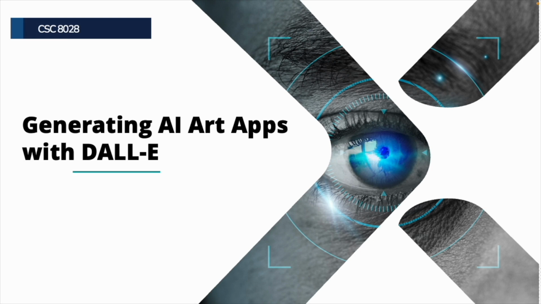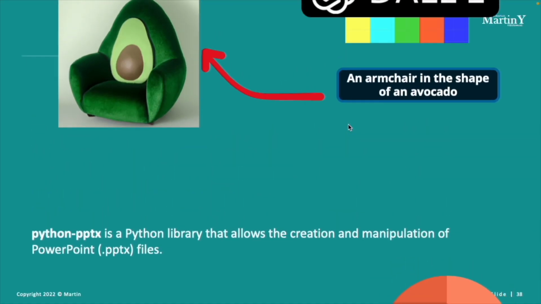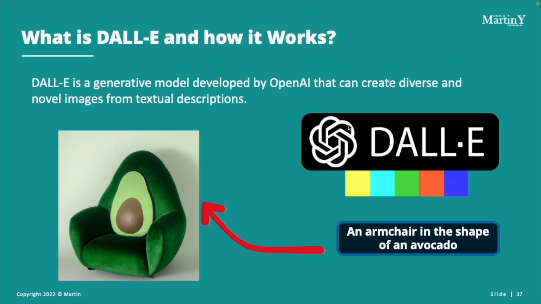And this is how to generate AI art applications using DALL-E, which is another API from OpenAI, right? So far we only talked about the ChatGPT API that can generate text, right? And now we're also going to talk about an API that can generate images. And today we're not only going to generate images, but also, let me go to the next slide, we're going to integrate DALL-E with PowerPoint.